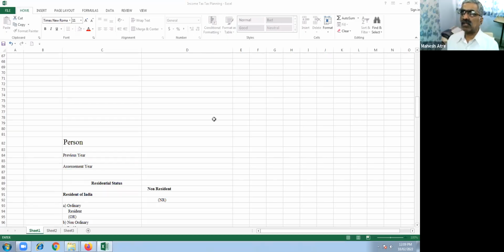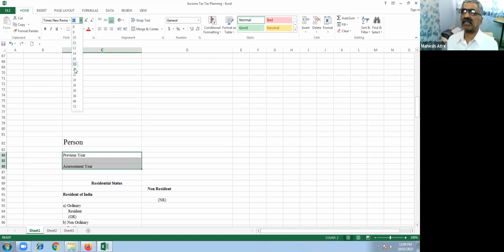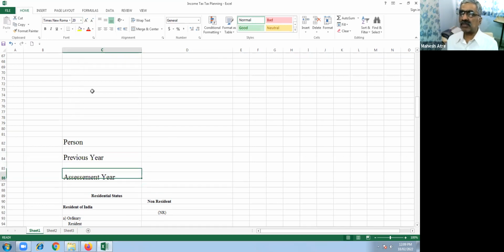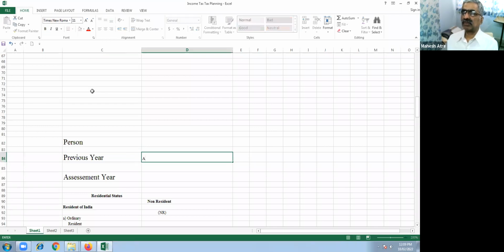So in case of previous year, it is always an accounting year or financial year, starting from 1st April and ending on 31st March every year. So that is going to be the previous year. And the assessment year is nothing but the year in which the income is taxed. Please try to understand: the year in which the income is taxed is called the assessment year. So previous year is the financial year.